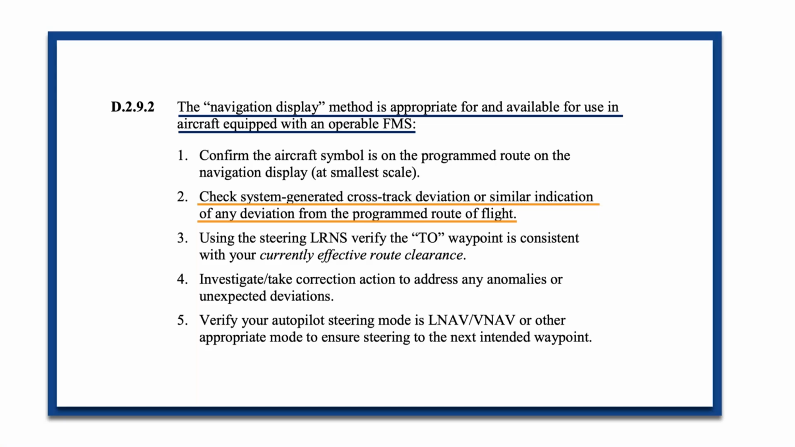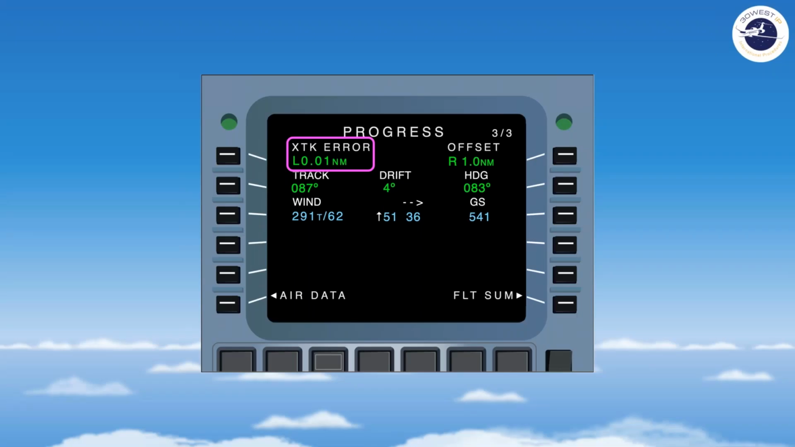Next, you check your system-generated cross-track deviation or similar indication of any deviation from the programmed route of flight. Now, this could take the shape of a lot of different ways, but a common place to check is on the progress page. And this is still the same example as we had before. So we are offset right 1 mile, but our cross track is 0 or very nearly 0. So we want to make sure that that cross track error is very nearly 0.